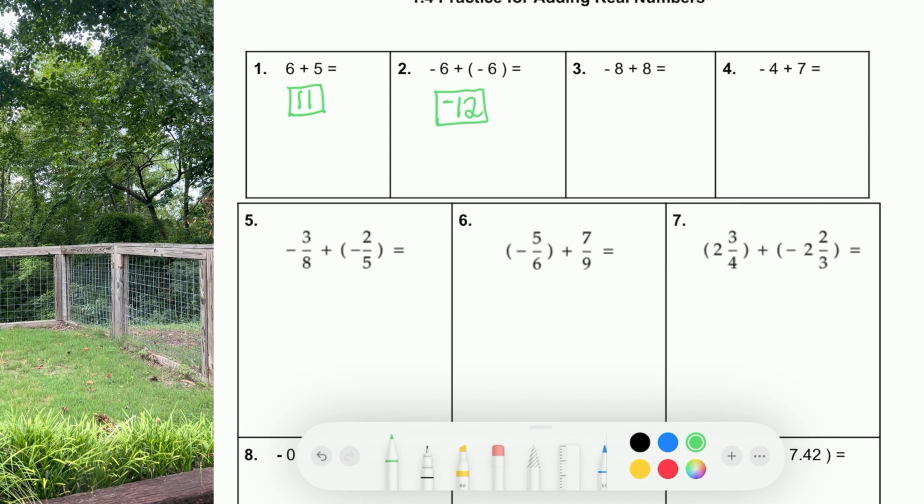Now we have one of each. We have a negative sign and a positive sign. The rule tells us if we have one of each, we need to subtract the two numbers, find the difference between those two numbers. Well, the difference between 8 and 8 is 0. So 8 minus 8 is 0. But the rule also tells us to take the sign of the larger number. Well, what if our answer is 0? 0 doesn't have a sign. 0 is neutral. It's not positive or negative. It's right smack dab in the middle. So 0 is just 0.